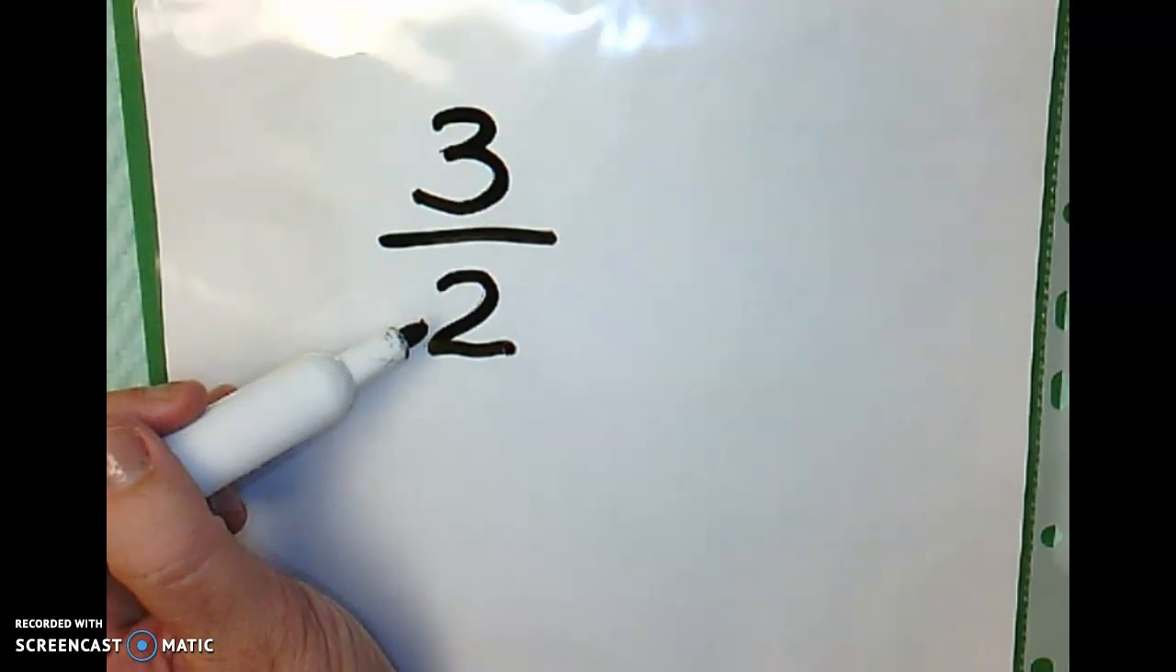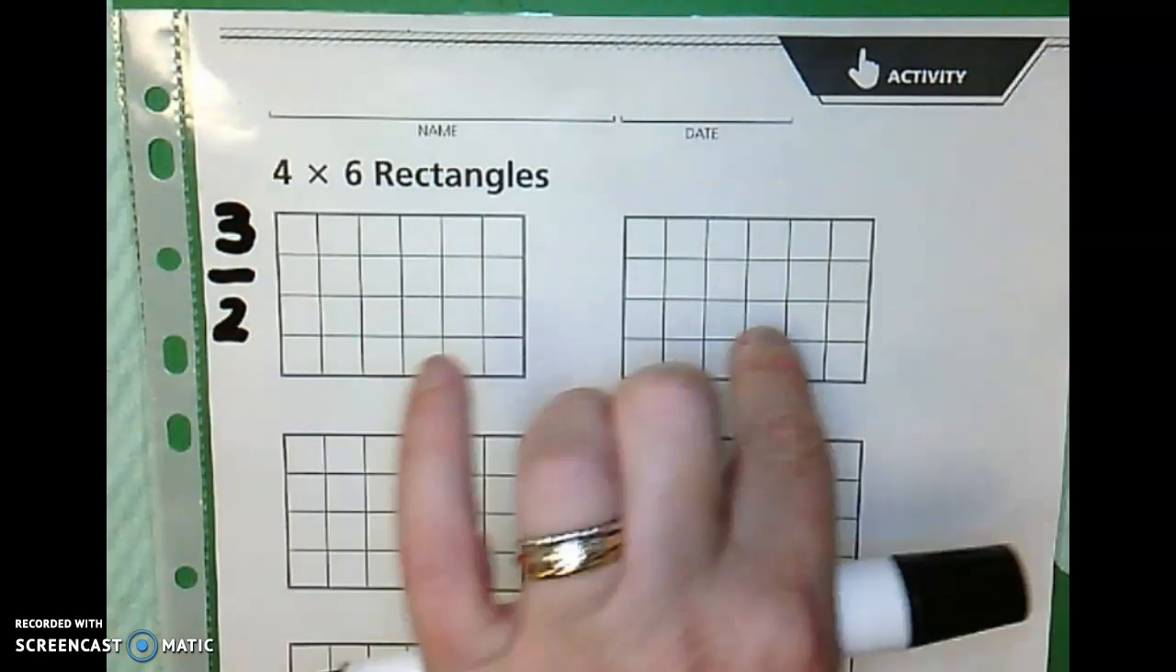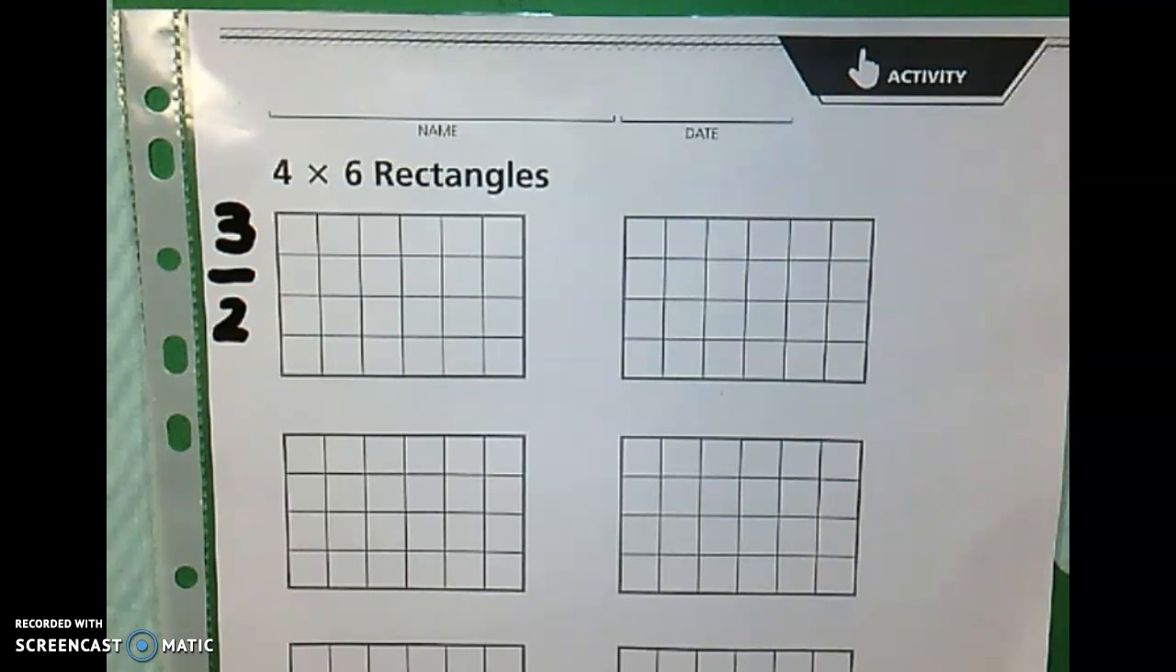So do you think that we could show this on maybe a 4x6 rectangle? Pause the video right now and get a 4x6 rectangle. Okay, so you have your 4x6 rectangles. And I want to know, how could we use these 4x6 rectangles to make a picture for the fraction 3 halves? Let's pretend like these rectangles are sandwiches, maybe peanut butter and jelly sandwiches. And I ate 3 halves of a sandwich. How could I show 3 halves of a sandwich?